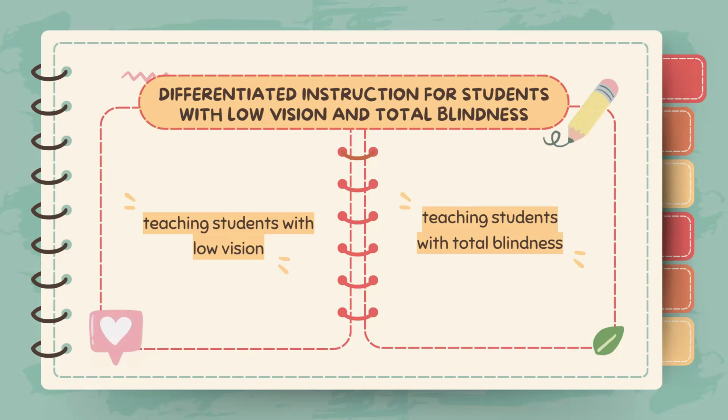While students with low vision can still use some visual information, students with total blindness require alternative approaches. Let's now discuss strategies for teaching students who rely entirely on tactile and auditory learning. For students with total blindness, teachers should provide braille materials to ensure they can read and write, or utilize auditory instruction instead of board work. For example, instead of writing instructions on the whiteboard, the teacher can give verbal explanations.